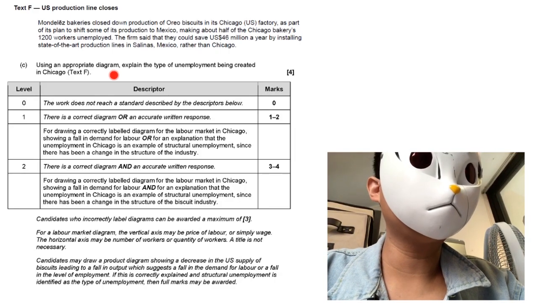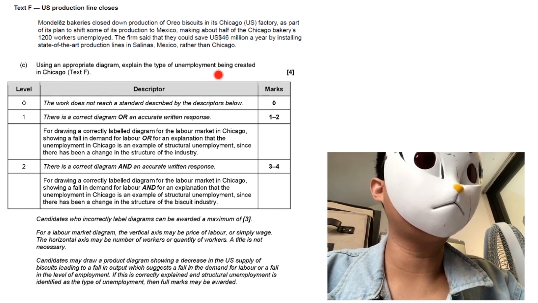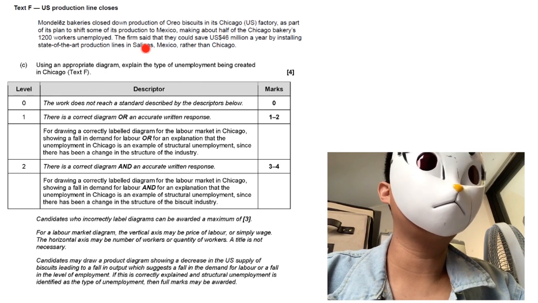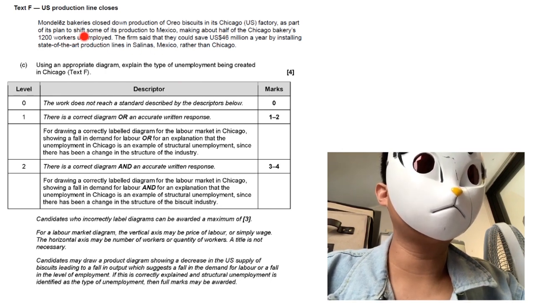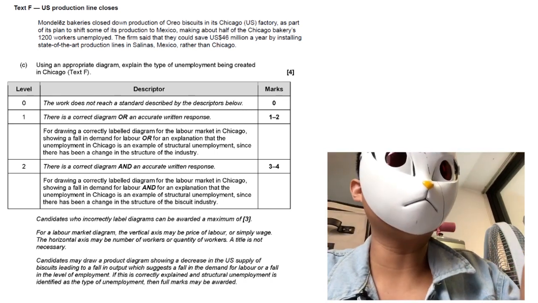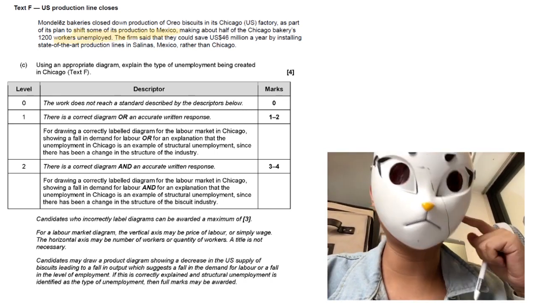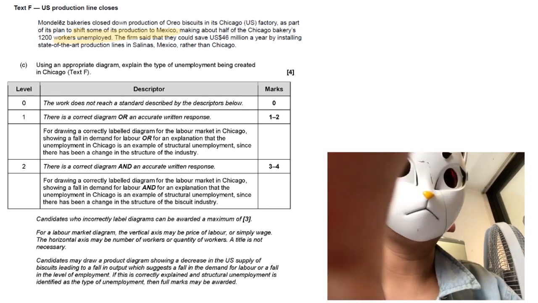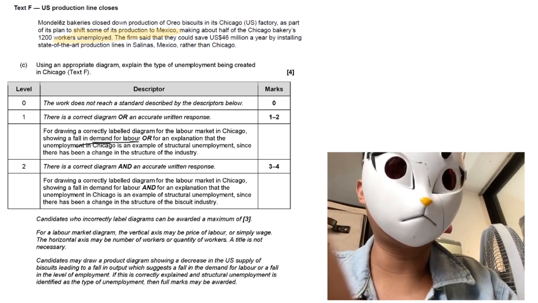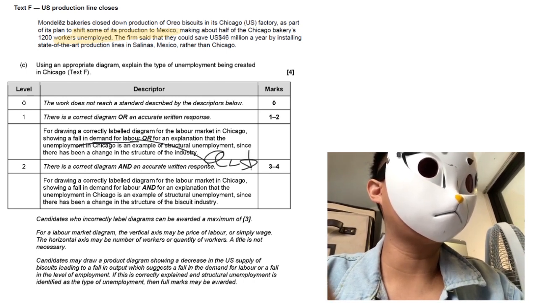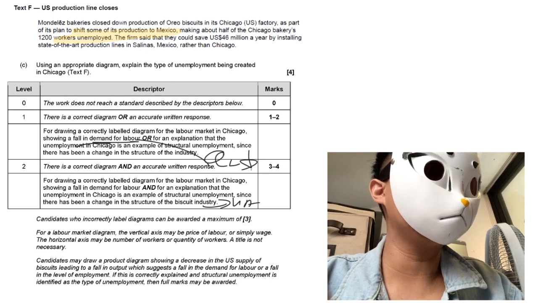Now, in part C, we have to explain the type of unemployment in Chicago. What happened in Chicago? You can read the text. You can see that there is a plan to shift the production to Mexico. Once the production shifts to Mexico, the demand for labor will drop. When the demand for labor drops, the quantity of labor will drop. And if they cannot find another job, that would cause unemployment.